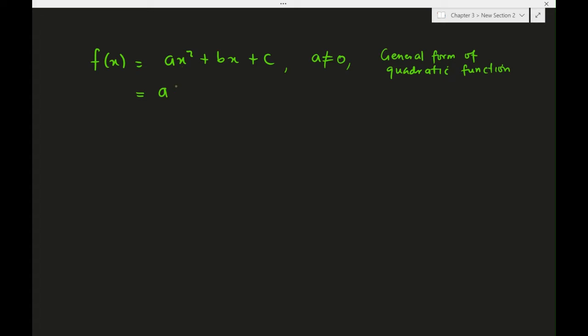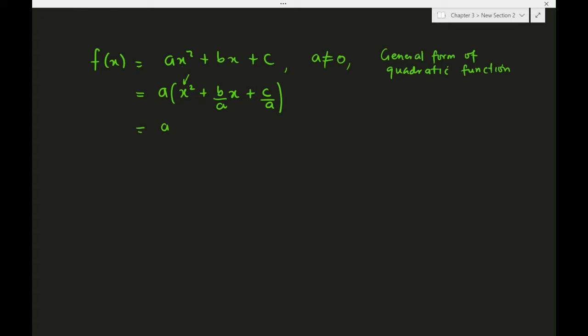So what we can do is we just factor out a, so that you have x squared plus, this will become b over a, because a times b over a gives you b. Then plus this is also c over a. Now the coefficient of x squared is 1. So we can apply the completing the square method.